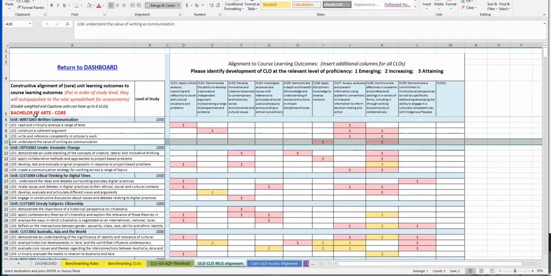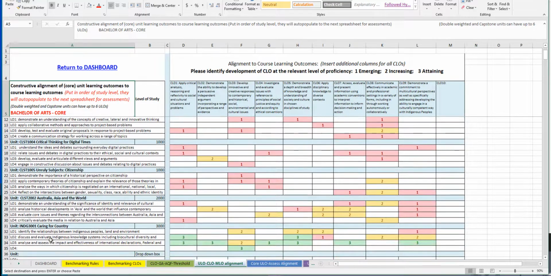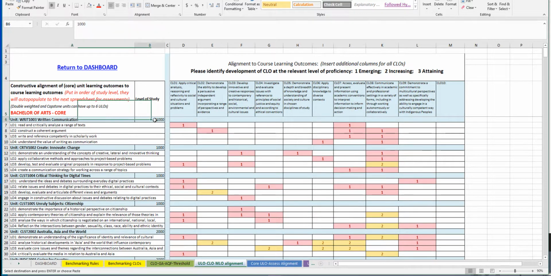So what you can do is here you're going to put the Bachelor of Arts. These are the core units, so only the core go here. In the Bachelor of Arts they have a whole bunch of specializations which go in a whole other area, and so we're only putting the core units. In this instance there are 6 core units. We've put them in here. We've identified their level of study, so 1,000, 2,000, or 3,000 for the core units.